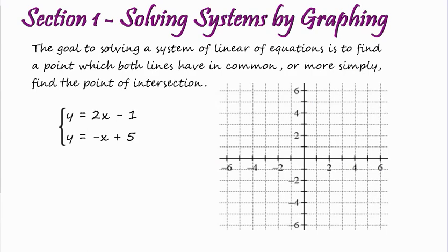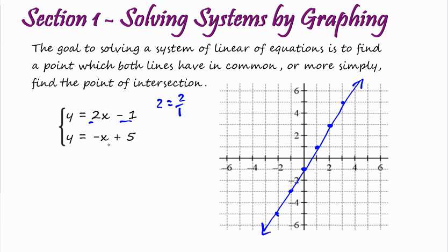The goal to solving a system of linear equations is to find a point which both lines have in common, or more simply, find the point of intersection. So we see that in this first equation, we want to graph the line y equals 2x minus 1. We start by plotting the y-intercept at negative 1, and we use the slope of 2, which is the same as 2 over 1, to generate additional points. So we go 2 up, 1 over, 2 up, 1 over, and we generate some points. I can go back to the y-intercept and reverse the motion to 2 down, 1 left, 2 down, 1 left. And all of these points stay in line, and we can connect them.